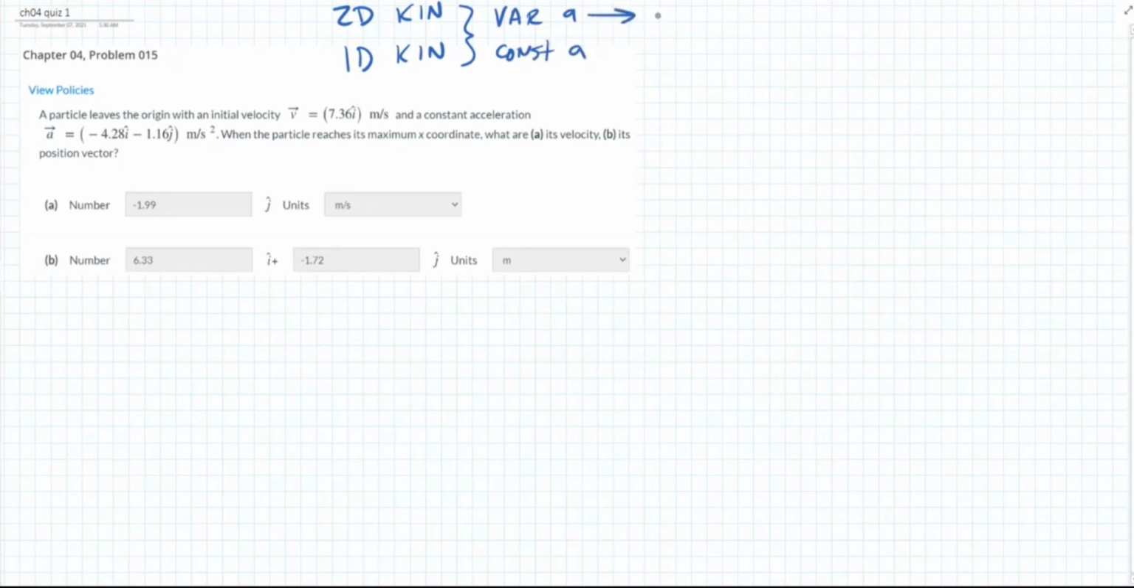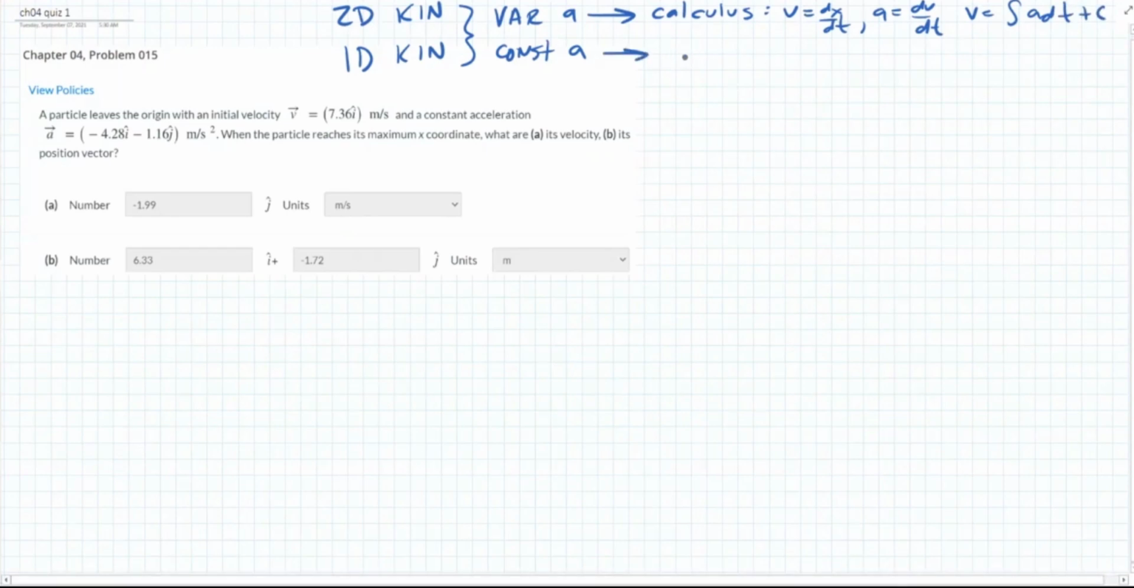Variable acceleration is typically a job for calculus, as in stuff like velocity is dx/dt and acceleration is dv/dt. And the flip side of the coin says, well, if that's true, then I know v equals the integral of a dt plus so on and so forth. Whereas constant acceleration kinematics is oftentimes a job for the big five. The big five equations, sometimes they're referred to as the equations for uniform accelerated motion.